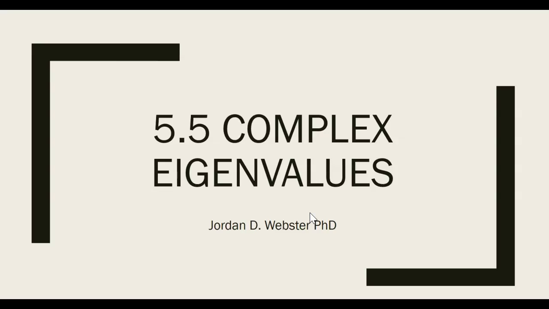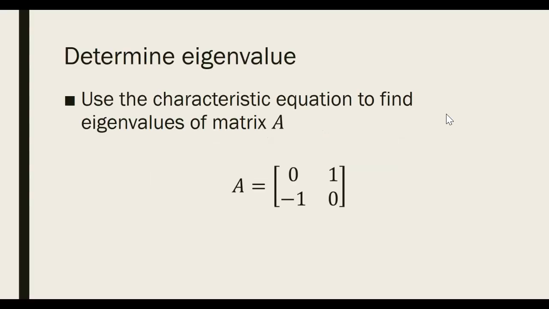In section 5.5, we're going to look at complex eigenvalues. So the idea here is that sometimes those characteristic equations, when we find the eigenvalues, obviously they have to be solutions of polynomial equations, but sometimes solutions to polynomial equations can be complex numbers. So let's take a look, and I want you to push pause on the video and calculate, using the characteristic equation, the eigenvalues for matrix A.